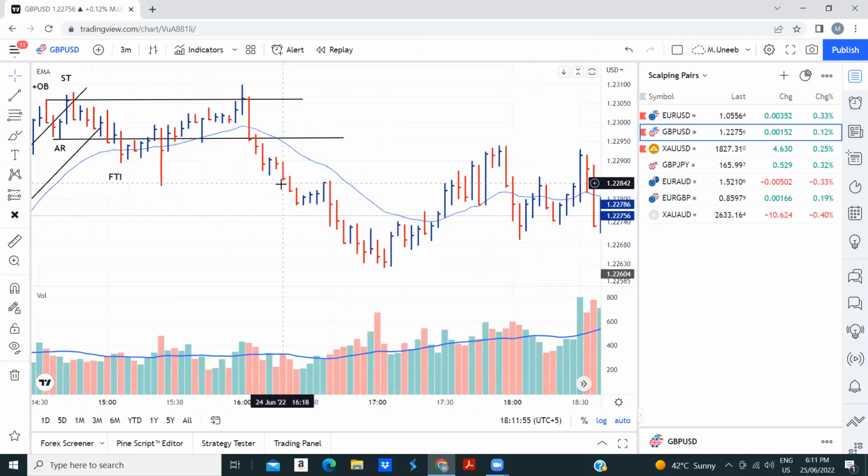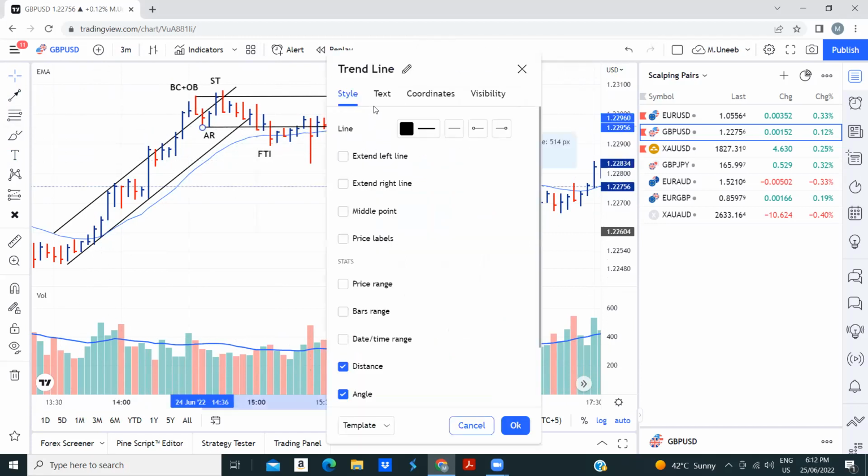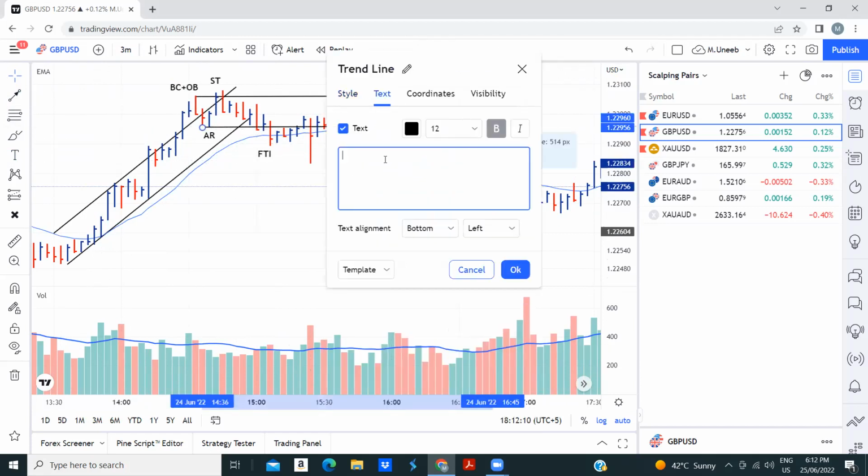Now we have two structures. What are the structural lines? What are the reference points? The first reference point here is this one. If you just notice, this one is the first reference point. Okay, so I will write down here: first reference point.